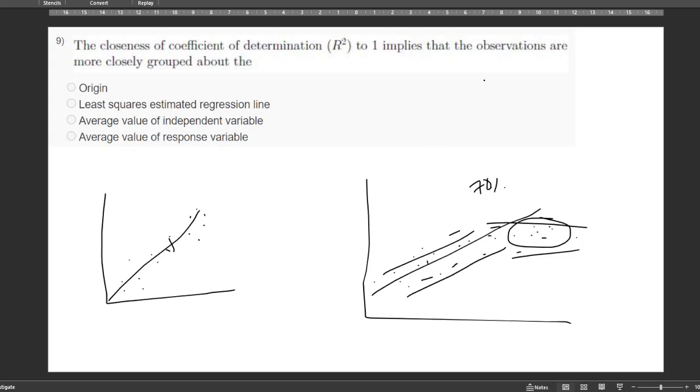Which means least square has estimated the regression line. Whatever the least square means, the error which was estimated is close to the estimated regression line. It is following the regression line.